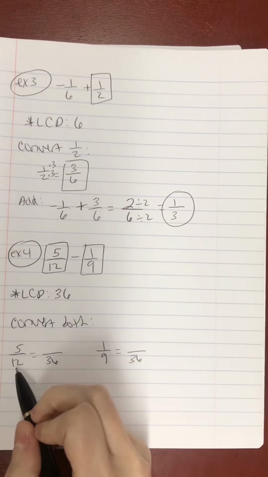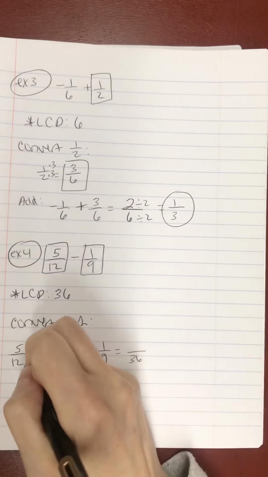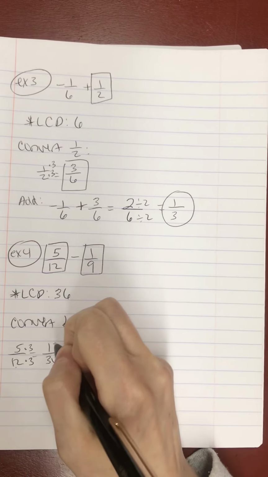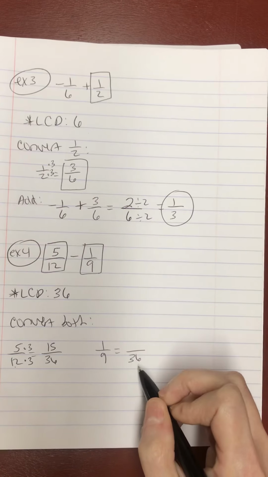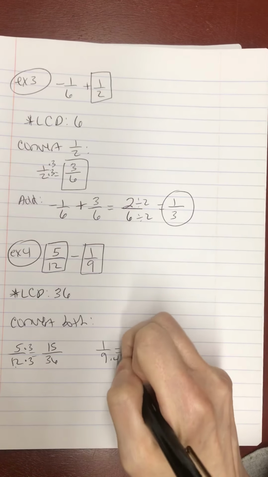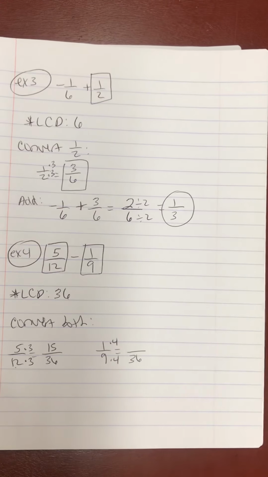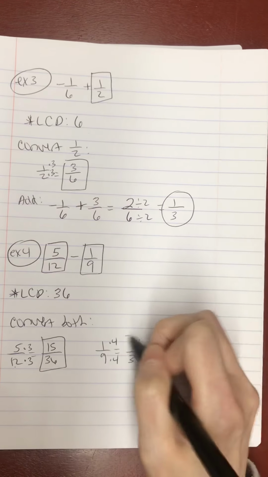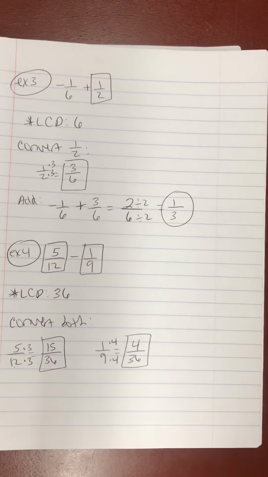All right, so 12 times what is 36? 12 times 3. So that means we do that on the top. 5 times 3, 15. 9 times what is 36? 9 times 4. So times 4 on the top. 1 times 4, 4. So these are our 2 new converted fractions.